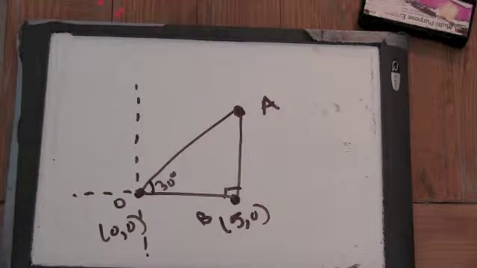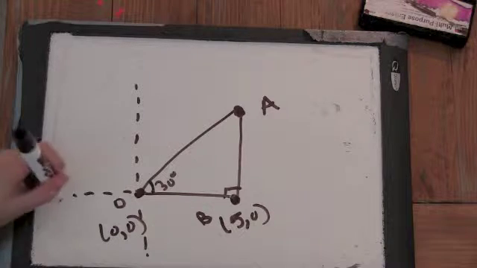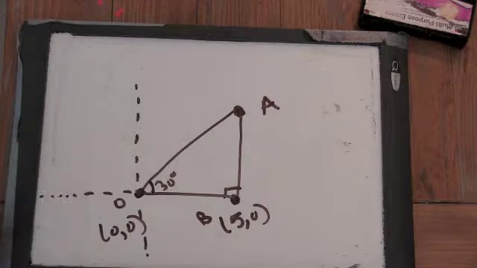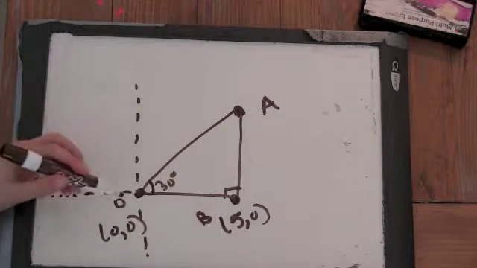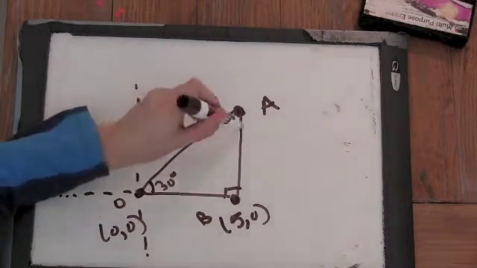Suppose that the segment OA is rotated 90 degrees counterclockwise about O. What are the coordinates of the image of A? Okay, so what's going to happen here? Well, first to find the image of A, we have to find out where A is. Okay. So we have the information that this is a 30, 60, 90 triangle.